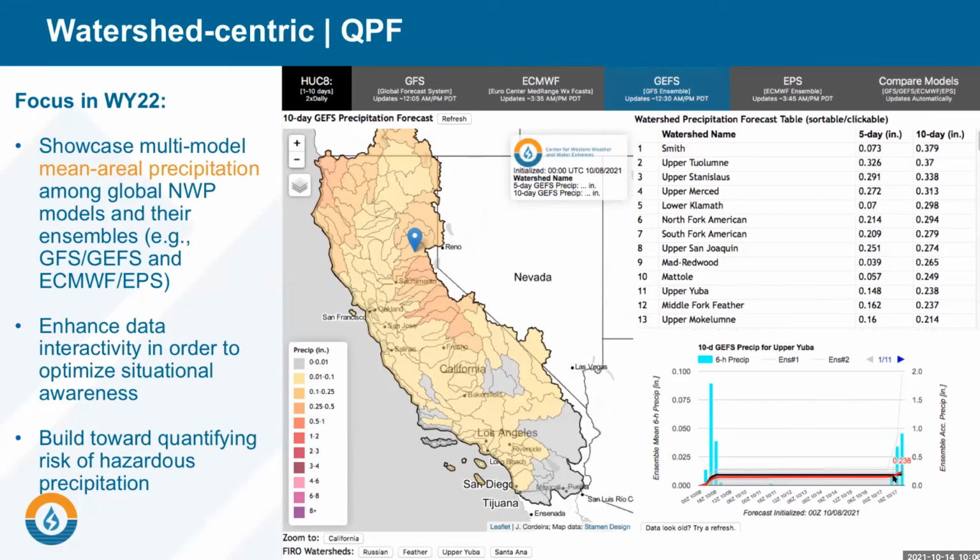So for this precipitation forecast, which was initialized on October 8th last week, it was predicting 0.23 inches of rain averaged over the entire upper Yuba HUC8 watershed.